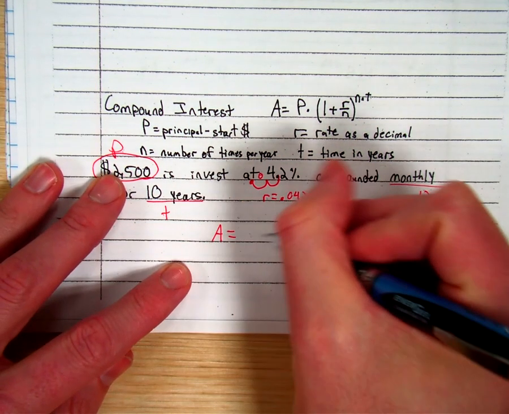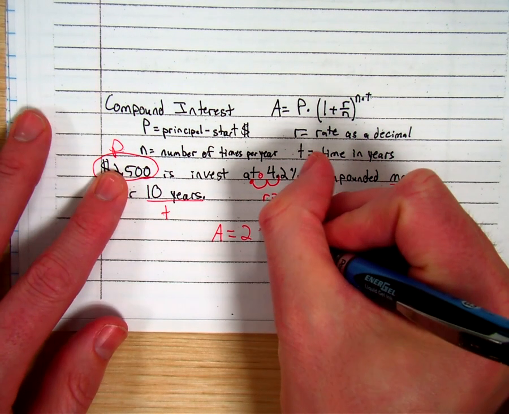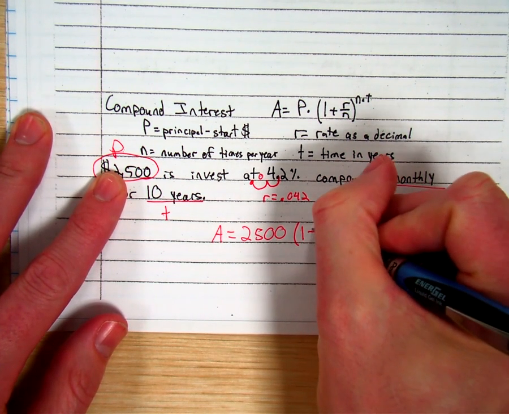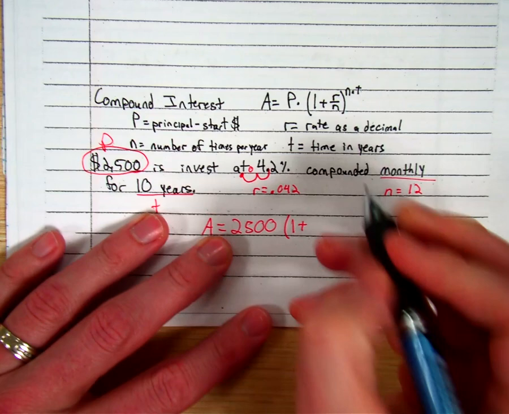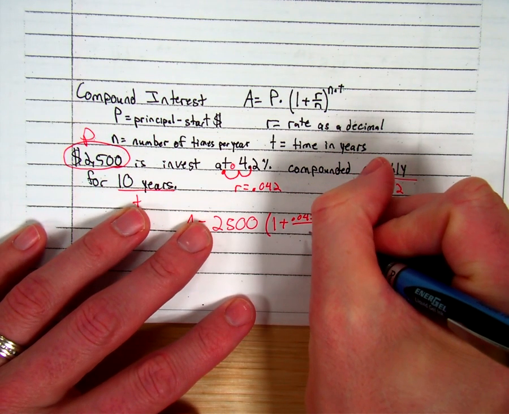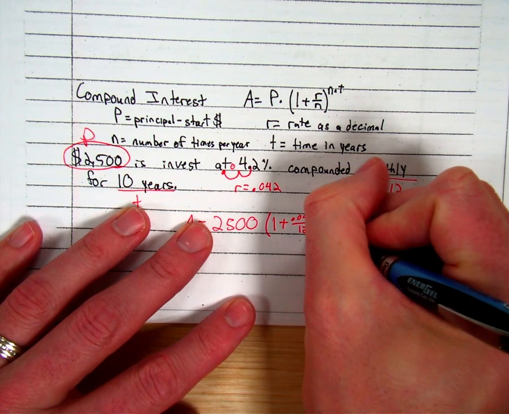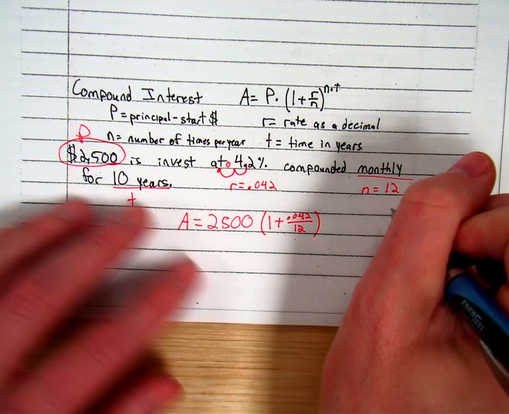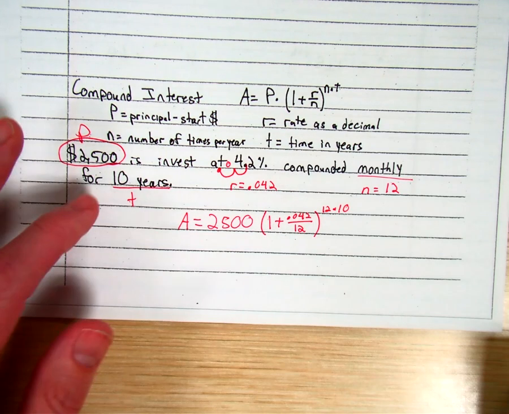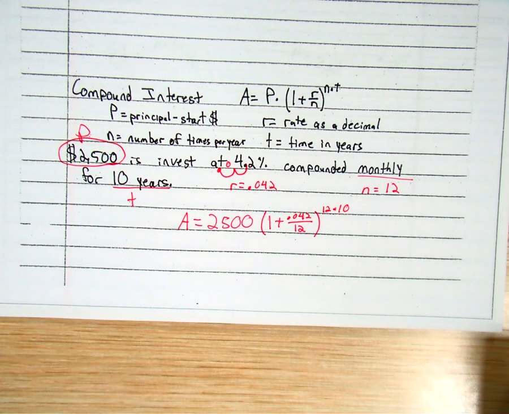A equals 2,500 times parentheses 1 plus 0.042 over 12 to the 12 times 10. Now, 12 times 10, we should probably be able to do that in our head and have 120. Okay.